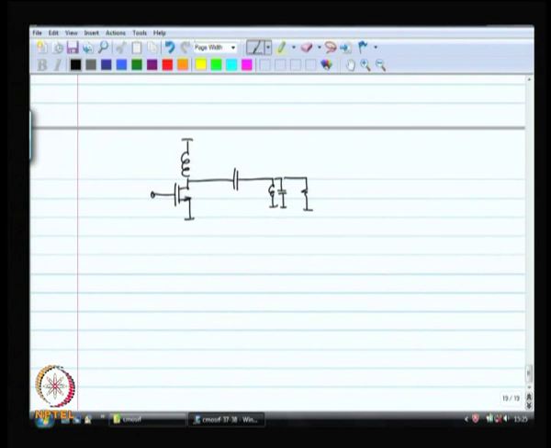Now, the thought is this, that if I drive this transistor hard enough that it works like a switch, if I can make the transistor operate like a switch, when the device is off, the current through it is 0. Okay. So, the power consumption is 0.